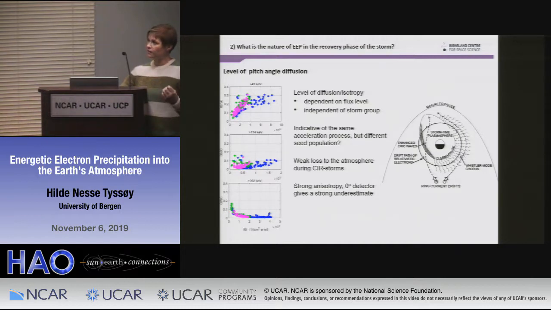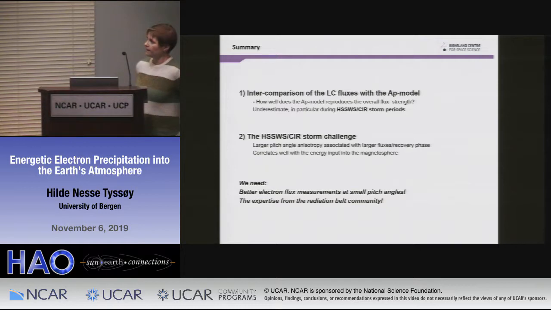So this gives us an idea of the nature of the energetic electron precipitation during these CIR storms, and gives a hint maybe of how we can parameterize them better. But still, it's not easy. So in summary, focusing on these two topics, I would say that if you're using the AP model, you will underestimate the effects on the atmosphere.